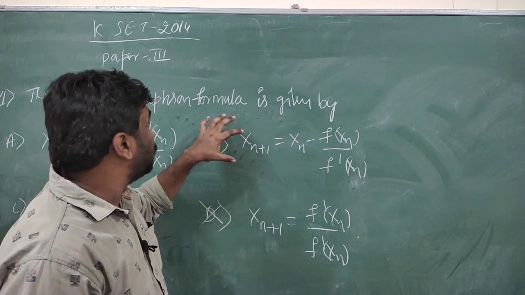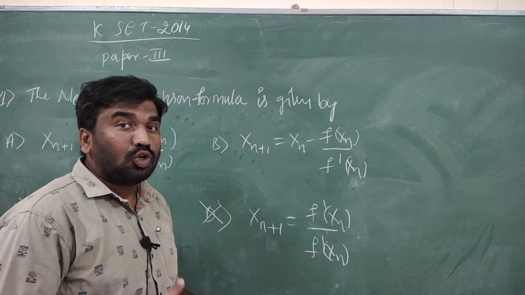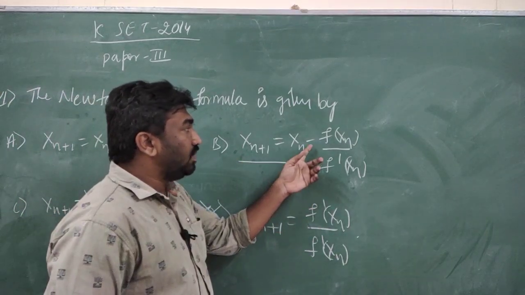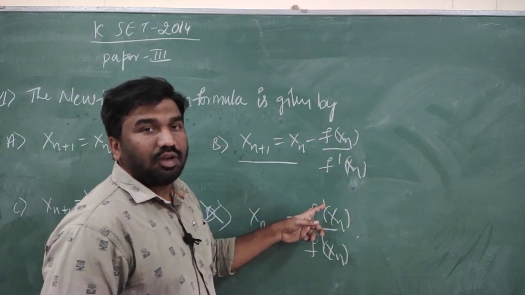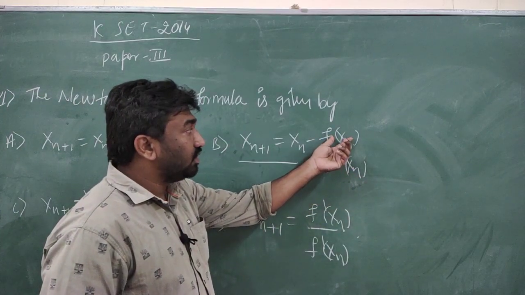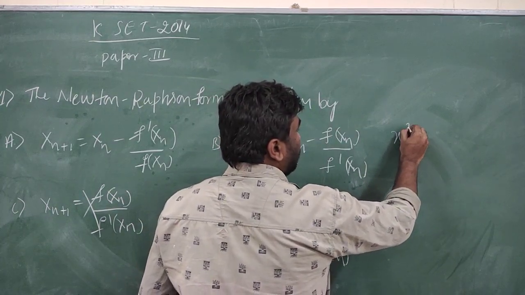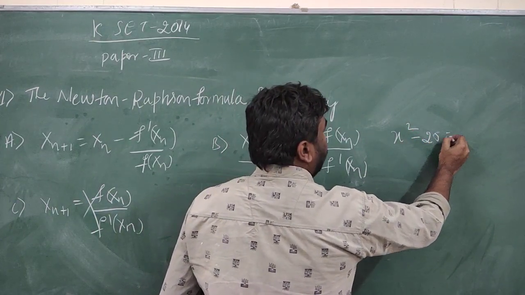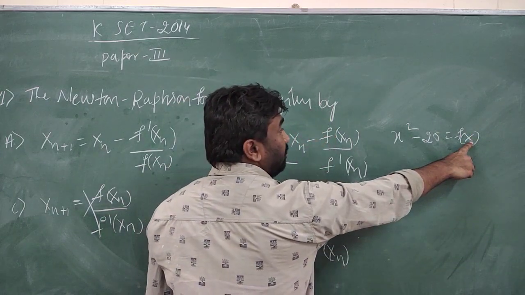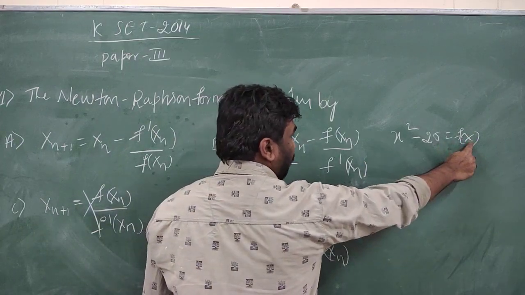The little bit confusion is in these two steps, but the correct option is B. The formula used to get the Newton-Raphson method. Newton-Raphson method is used to find the root of a given equation. So that is xn plus 1 is equal to xn minus f of xn divided by f dash of xn. This f dash of xn means differentiation of the given function. For example, suppose x square minus 25 is our f of x. So f of xn means we have to choose an initial guess.